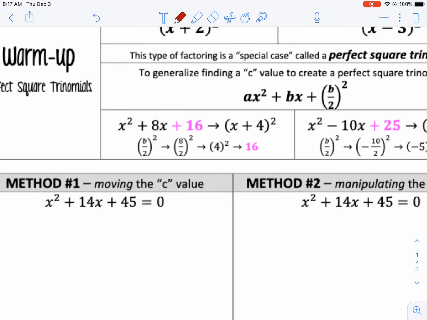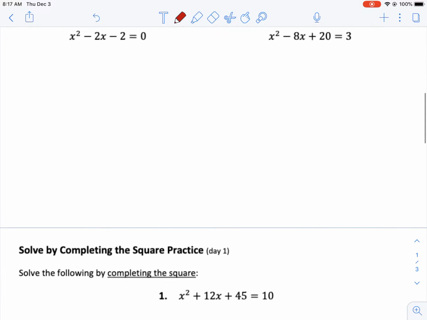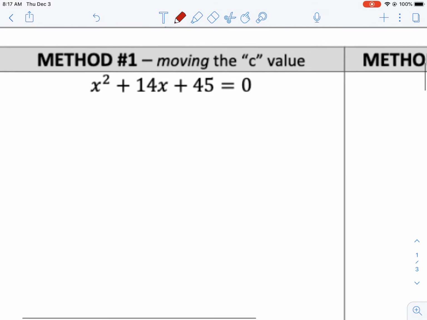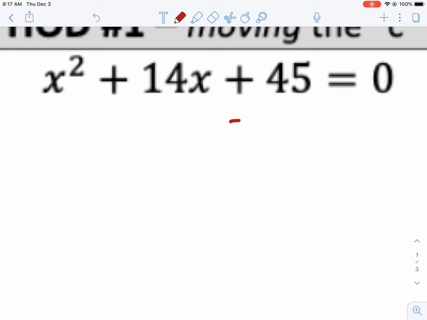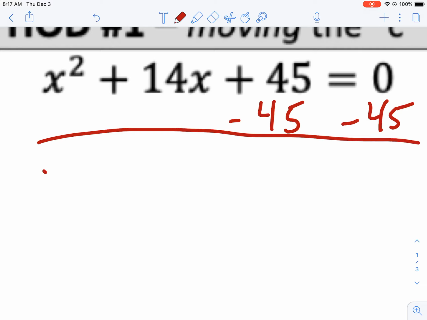So we're going to work on this a little bit. We're going to do a couple examples here, three of them. When you're doing this, usually you're going to have a C value that's in the way. We don't want 45 to be right here. So the first thing that you're always going to do is get rid of whatever C value you have, because it's probably not the C value that you want. So we're always going to move our C value to the other side.